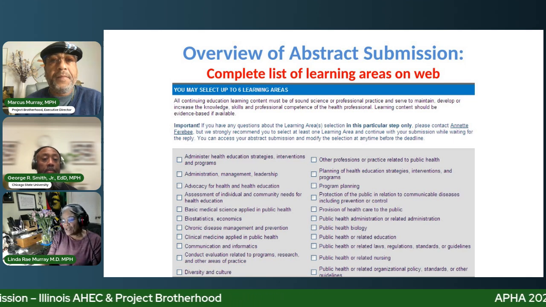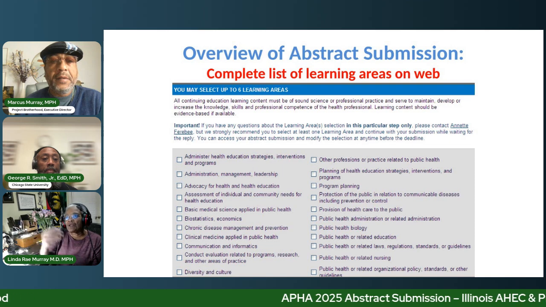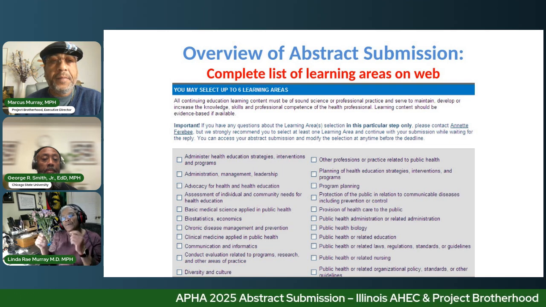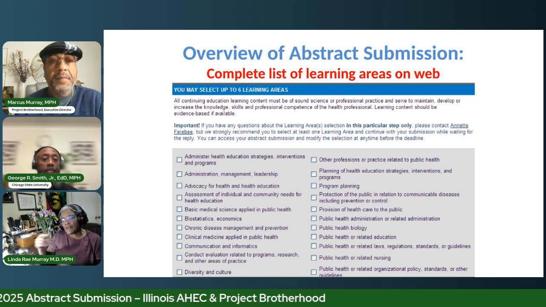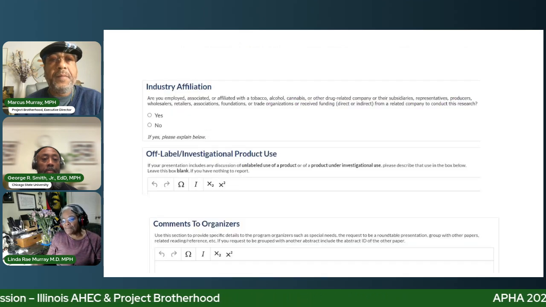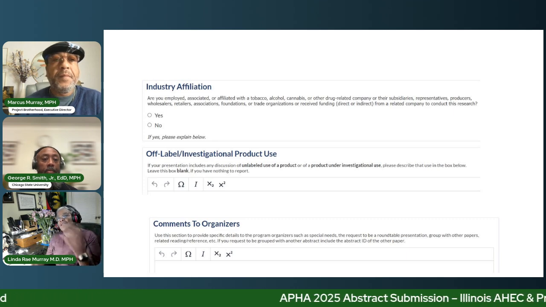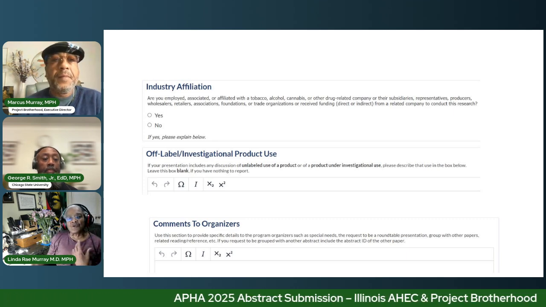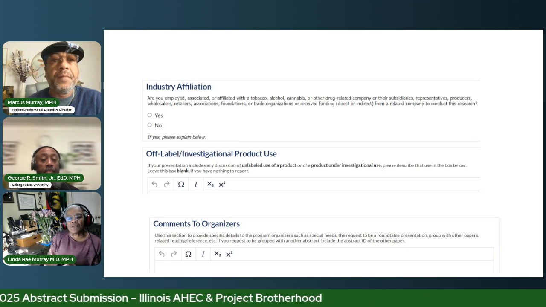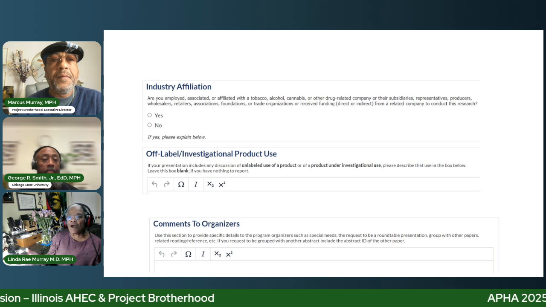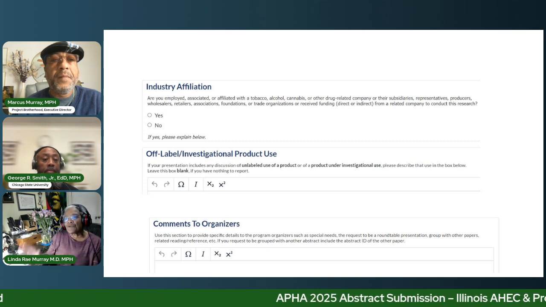So this is just asking you to select learning areas. This is not all of them. So be thoughtful, and it says here you can select up to 6. This helps people categorize what sessions to go to, etc. So don't skip anything. Don't skip any part. Next slide. And it asks for some more information, whether you have any industry affiliation, whether you're using any products, like if you're doing a study of the impact of a certain medication. Off-label means it's not the official FDA way to use it. So you have to fill that out.